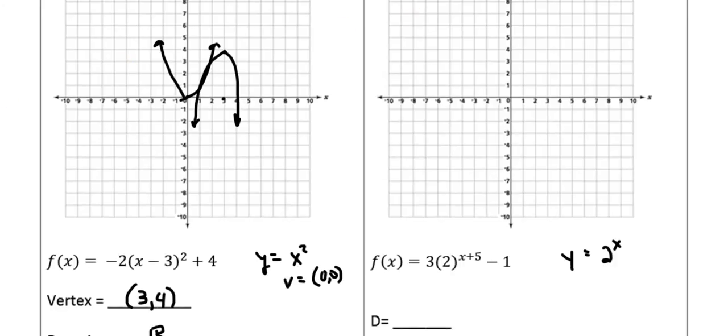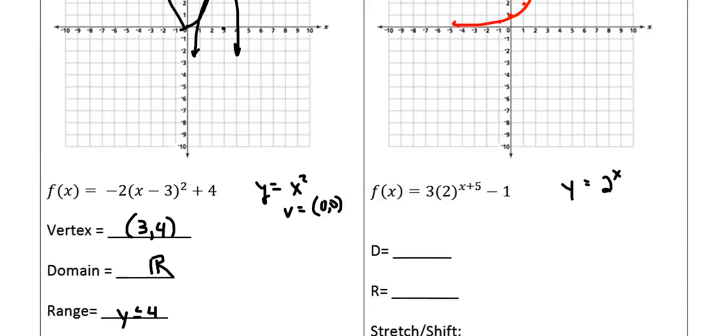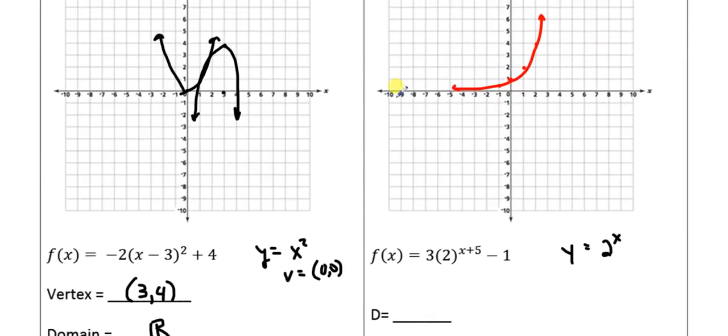That kind of looks like, I'll put a different color in this time. 2 to the x, way down here at 0, you're at 1. At negative 1, you're at a half. At 1, you're at 2. At 2, you're at 4. So it goes something like this, and it's going to get really close to the x-axis. I didn't put the asymptotes on here. Probably should. But the x-axis is your asymptote.